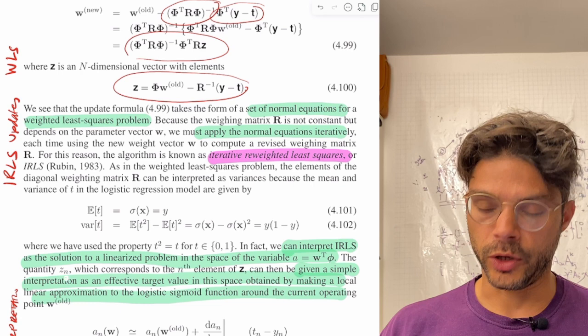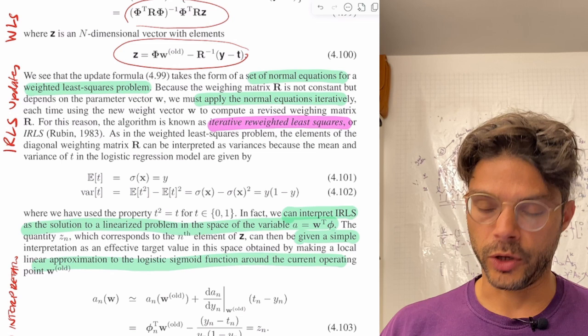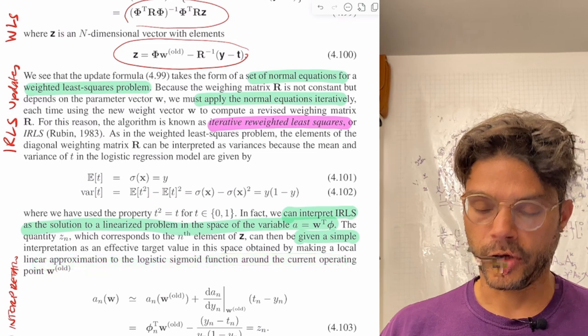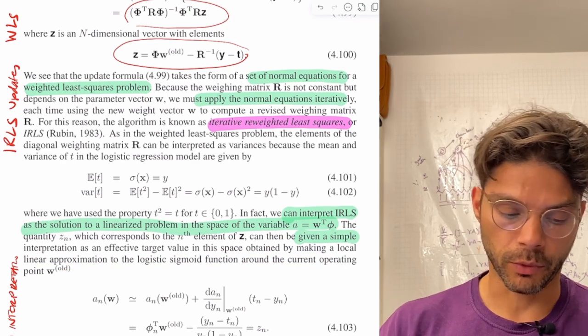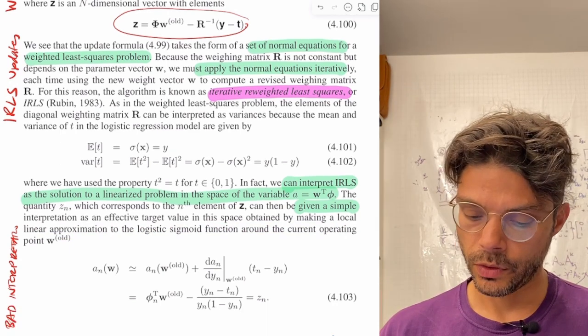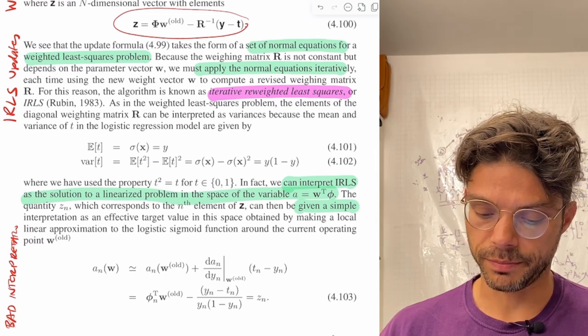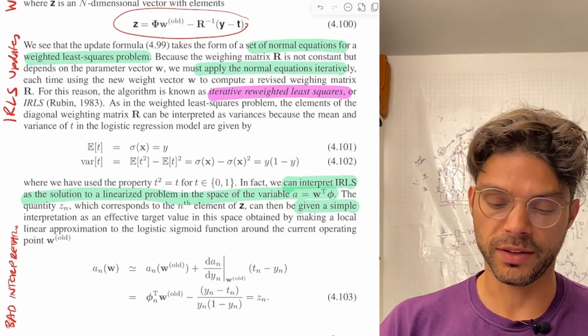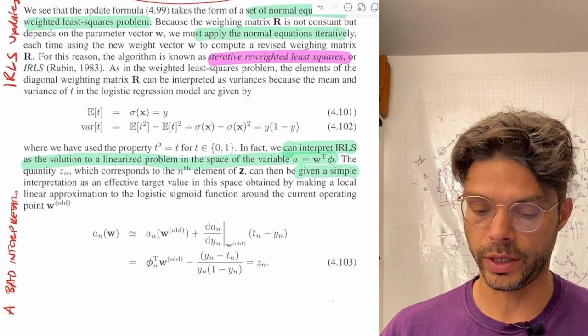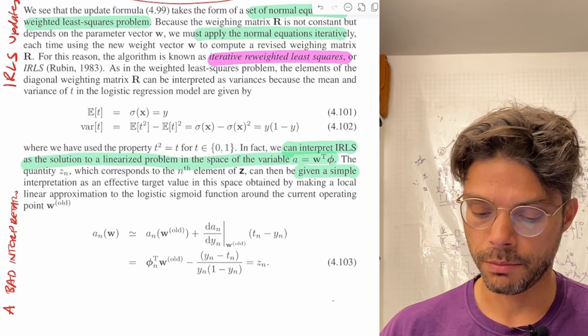And the quantity z_n, which corresponds to the nth element of z, can be given a simple interpretation by making a local linear approximation to the logistic sigmoid around the current operating point. And I just think this is the wrong interpretation to be using. The way he does it, he comes up with this formula and says, hey, look, this is the explanation. I actually think this is not a good explanation, but I'll tell you where this comes from.